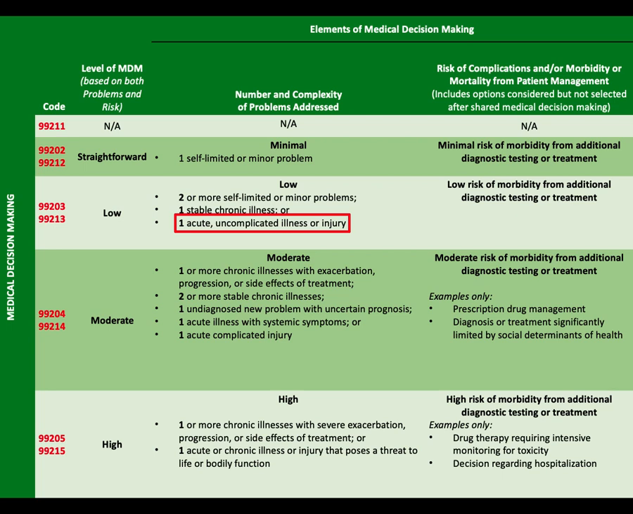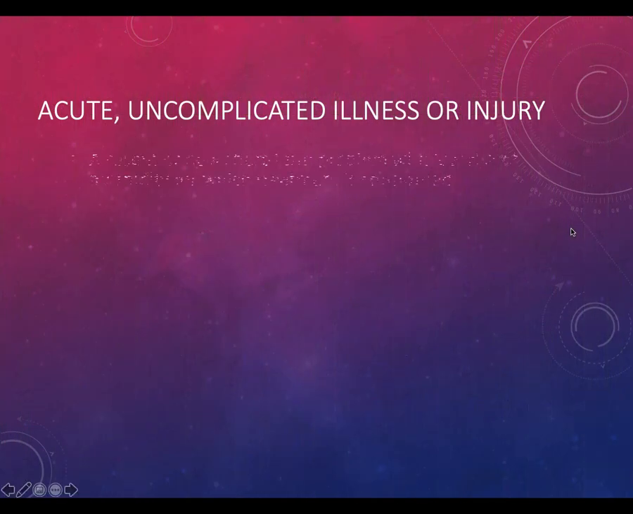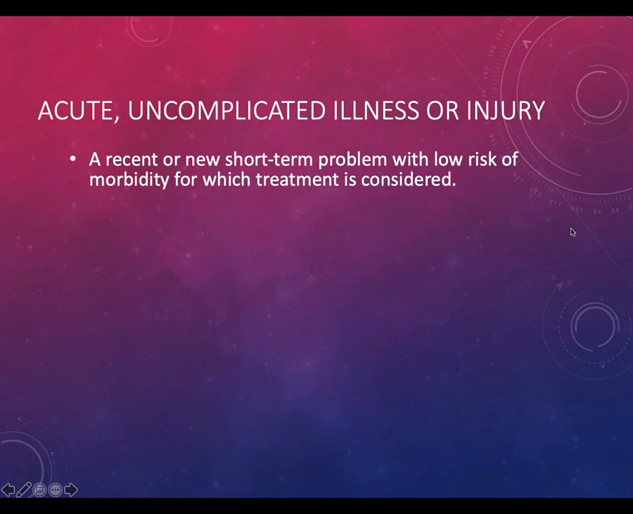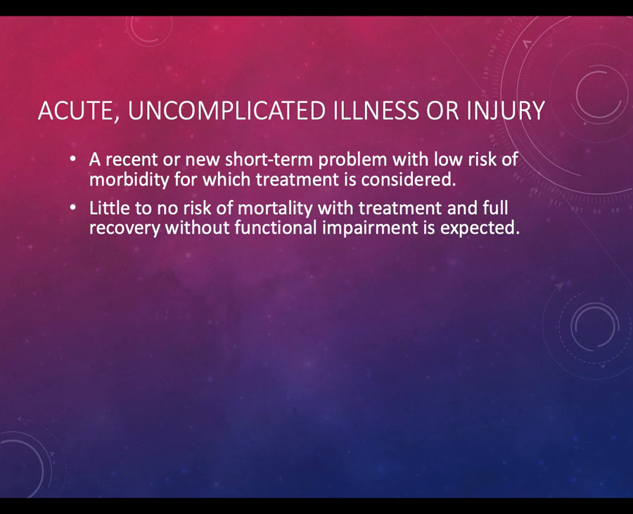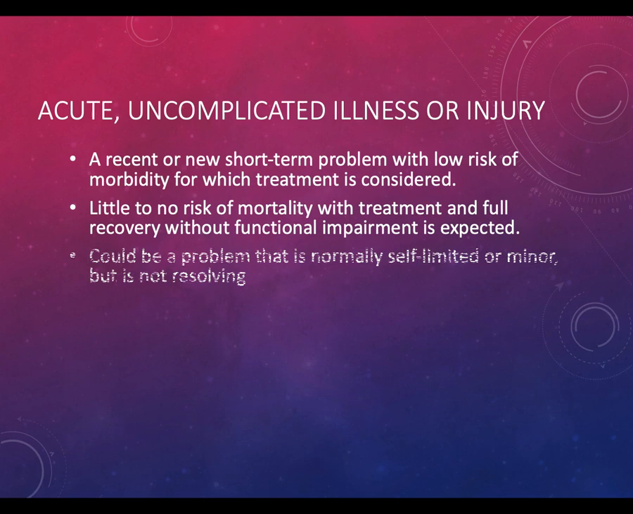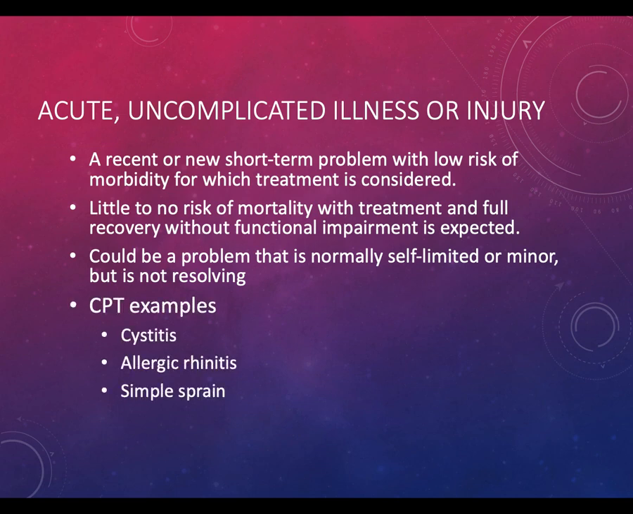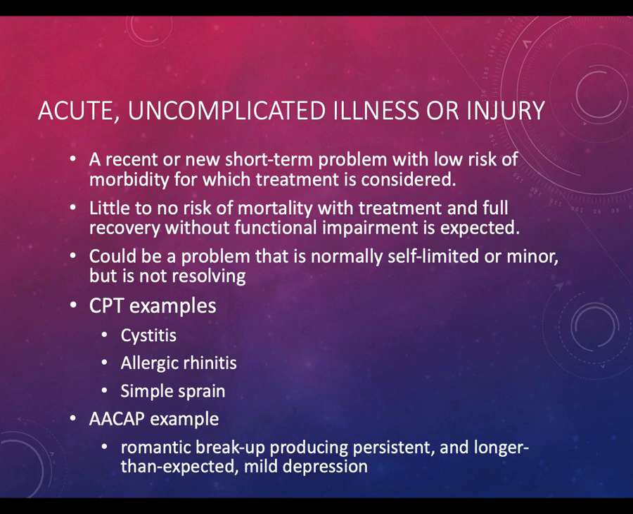Next is acute uncomplicated illness or injury. An acute uncomplicated illness or injury is recent and short-term, but is something for which treatment is considered. The risk of morbidity, even without treatment, is low, and full recovery is expected. This could include a problem that is normally self-limited or minor, but is not resolving as expected. CPT examples are cystitis, allergic rhinitis, and simple sprain. An ACAP example is a romantic breakup producing persistent and longer than expected mild depression.